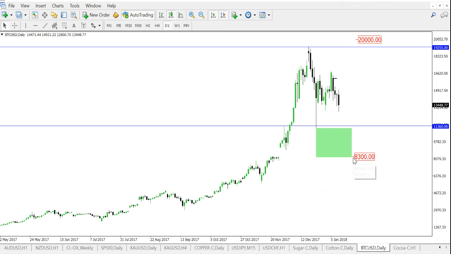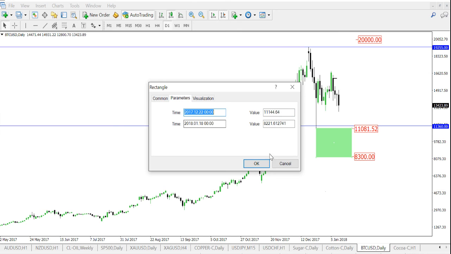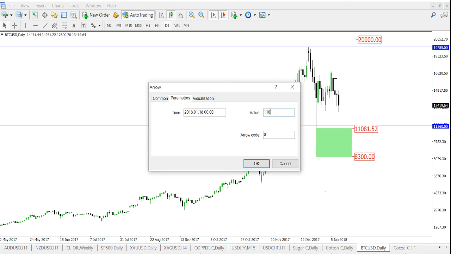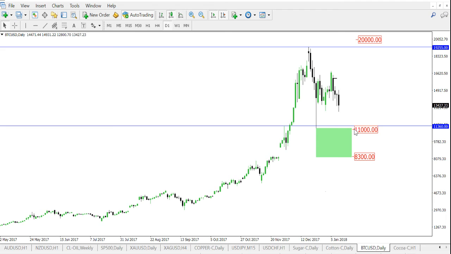So, anywhere from the 11,000 mark to the 8,300 mark would be something. Whoops. No, I can't grab it. There we go. Anything from the 11,000 mark down to 8,300, in my opinion, I think would be a good area to buy in. And that's a $3,000 range.